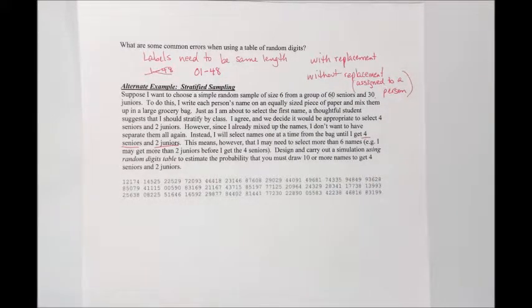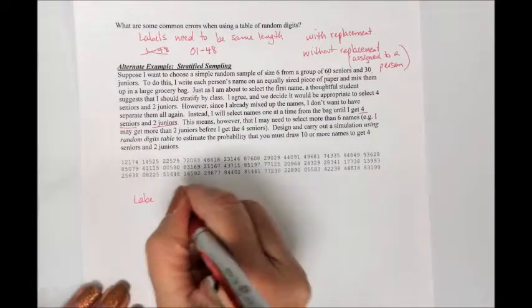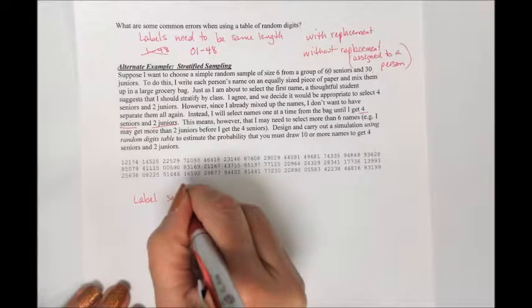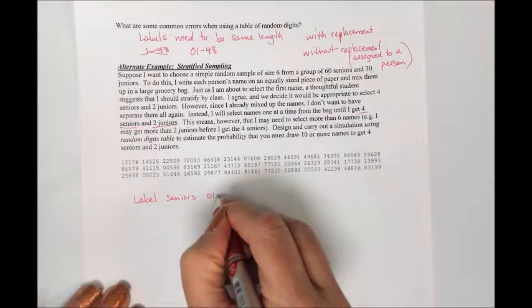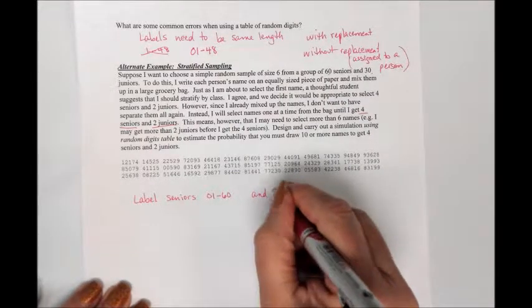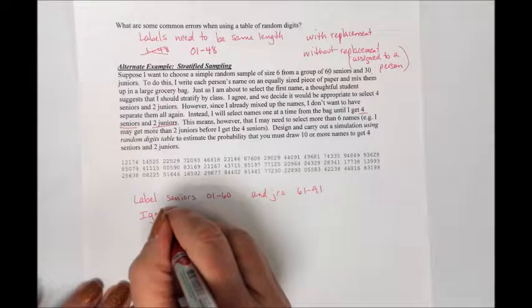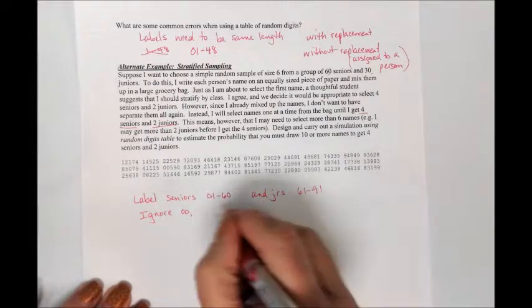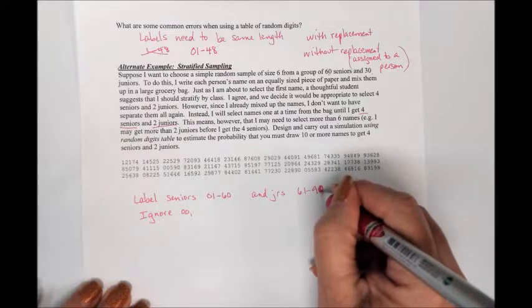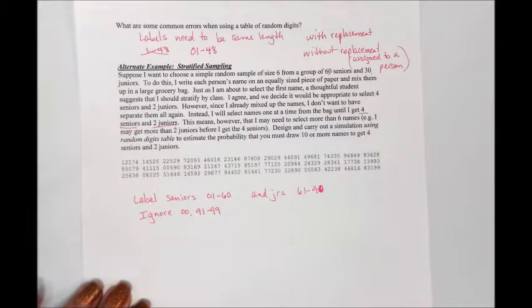So I'm going to, first of all, talk about how I'm going to do this. So I'm going to label the seniors. Now again, I've only got 90 students, so I'm going to label them 01 to 60, and I'm going to label the juniors 61 to 90. So that means I am going to ignore 00, and 91 to 99. They're not even in the bin for me to pull out. They're not even in the grocery bag for me to pull out. So I'm going to ignore those all together.